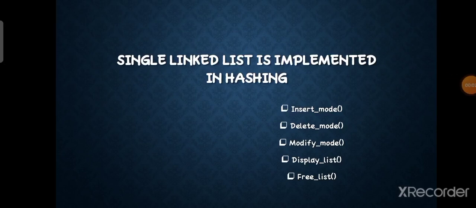Some different topic in the single linked list is implementation using hashing. We already saw what a single linked list is and how it is implemented, and finally we use both combined in hashing. When a single linked list is implemented in hashing, the same operations apply: insert, delete, modify, display, and free. These are all in the implementation of a single linked list, but let us see what happens to these five in hashing.